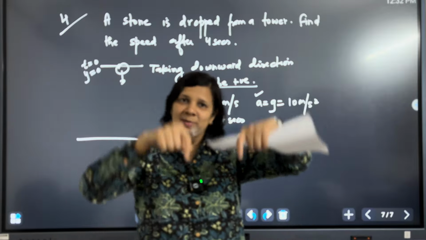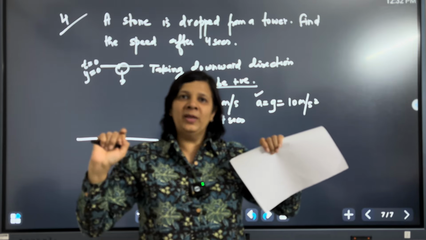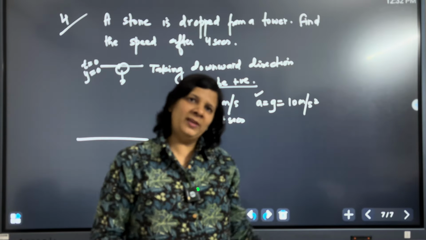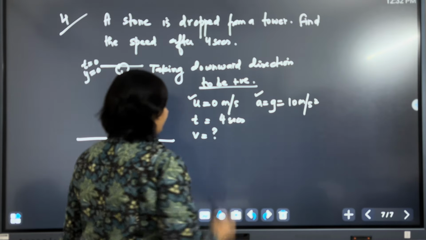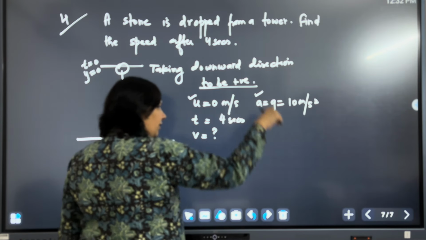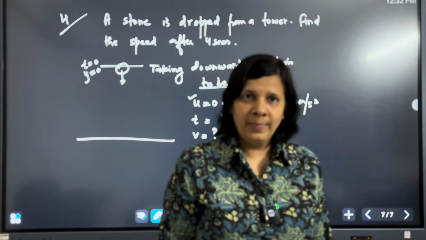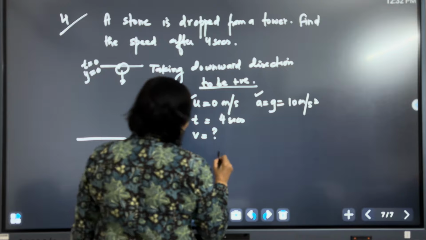Then they both will become negative. If you take the downward direction to be positive, then it is fine. You can take this to be positive, right? If you take downward direction to be negative, v will also turn out to be negative, obviously, right? So do not get confused.